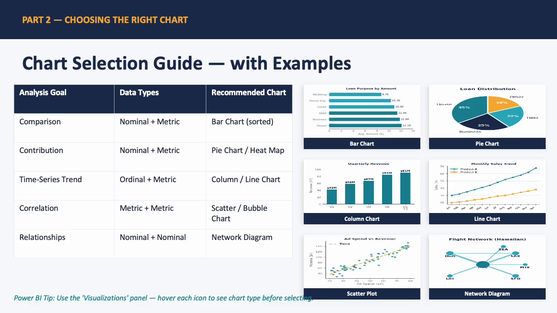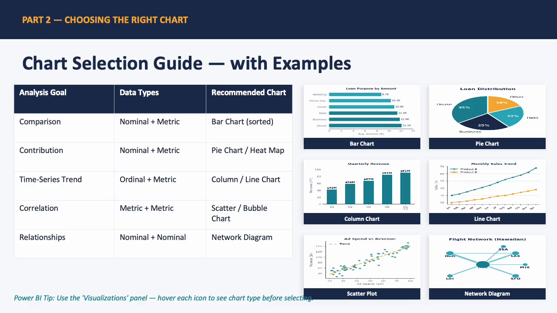For correlation analysis, examining the relationship between two numeric variables, a scatter plot is the appropriate choice. When you want to encode a third variable, you can extend this to a bubble chart, where the size of each bubble represents the third dimension. Finally, for relationship or network analysis between two nominal entities, such as which airports have flight connections, a network diagram is the appropriate choice.